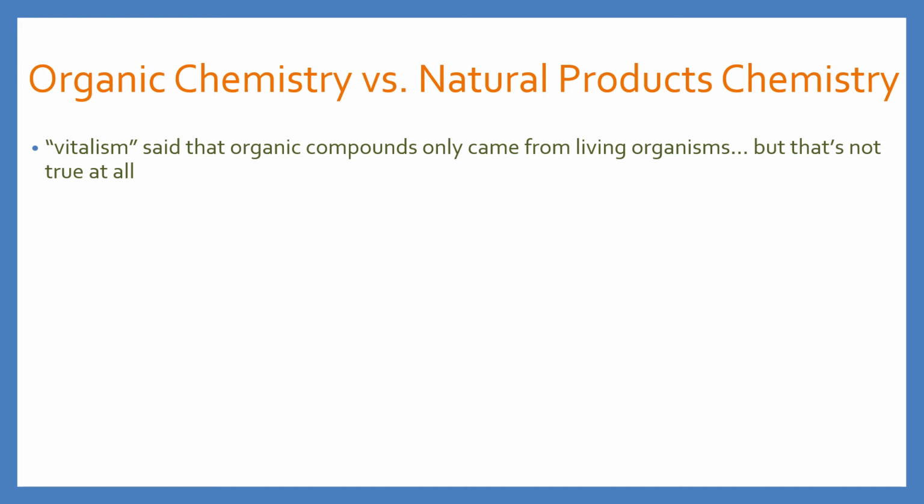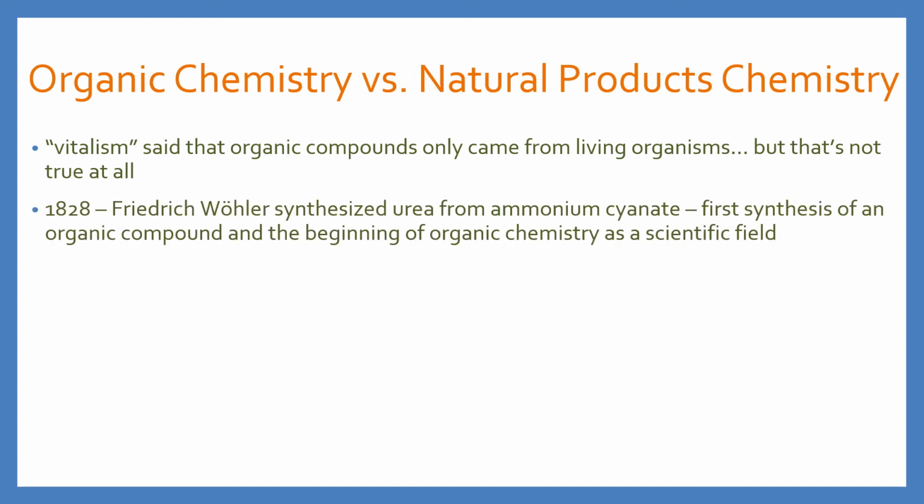So a little background on where organic chemistry came from and whose fault it is that you have to take this course. So vitalism is an older term that said organic compounds only came from living organisms, but that's not true at all. In 1828, Friedrich Wöhler synthesized urea from ammonium cyanate. This is the first synthesis of an organic compound and also the beginning of organic chemistry as a scientific field. So it's his fault that you're taking this course.